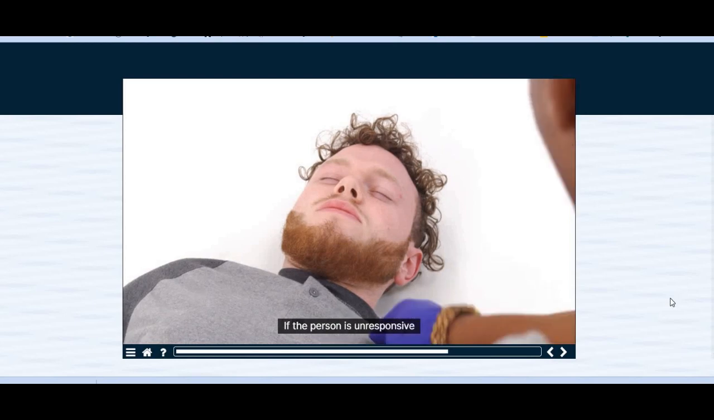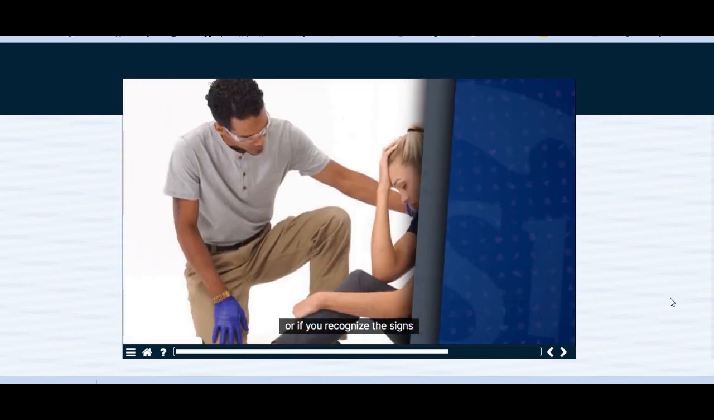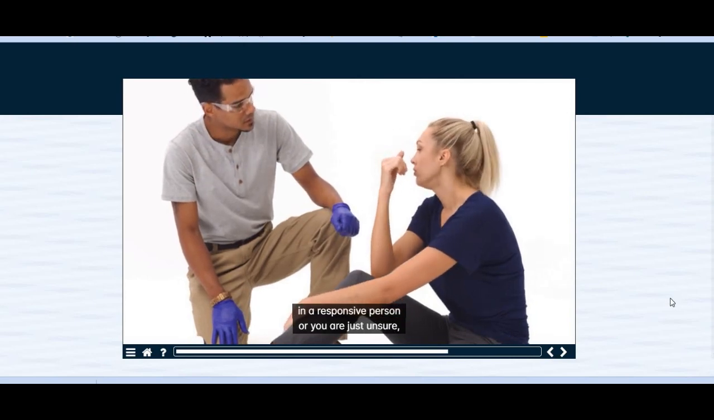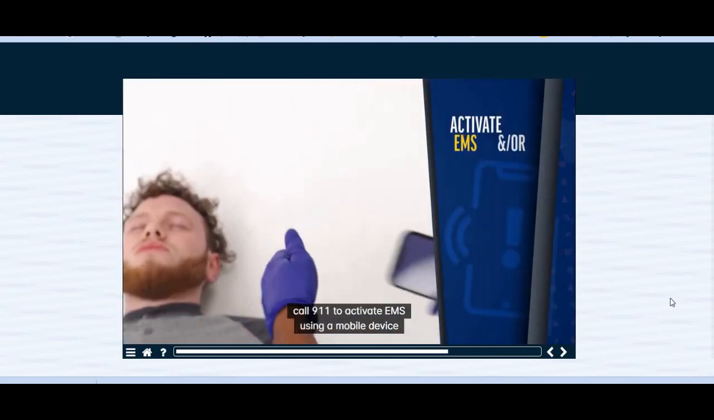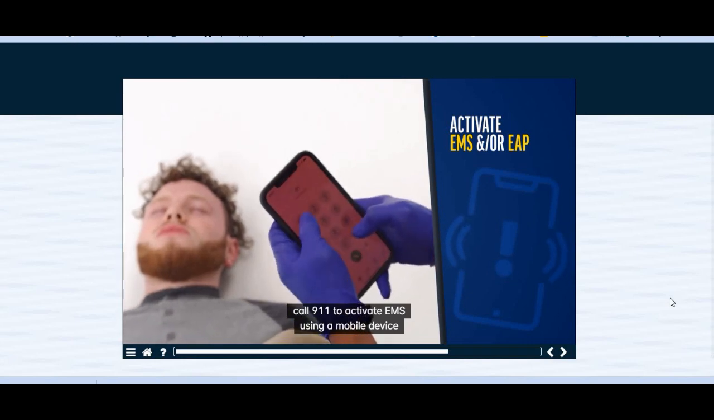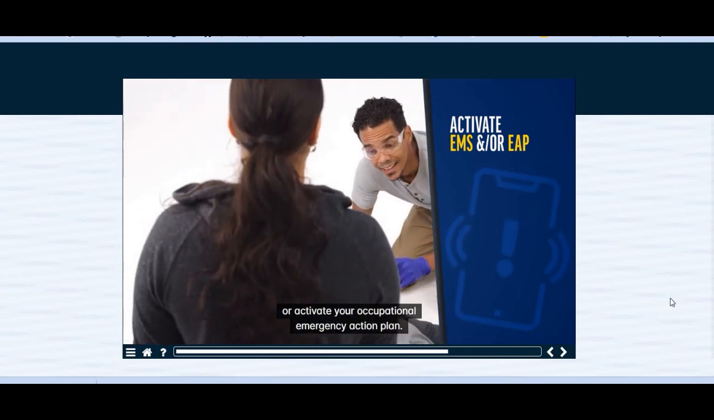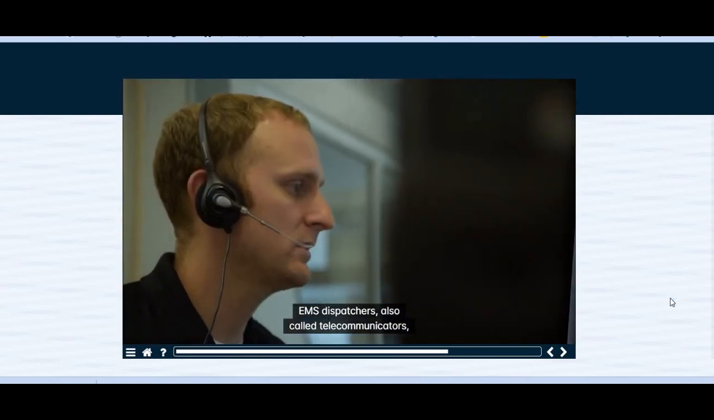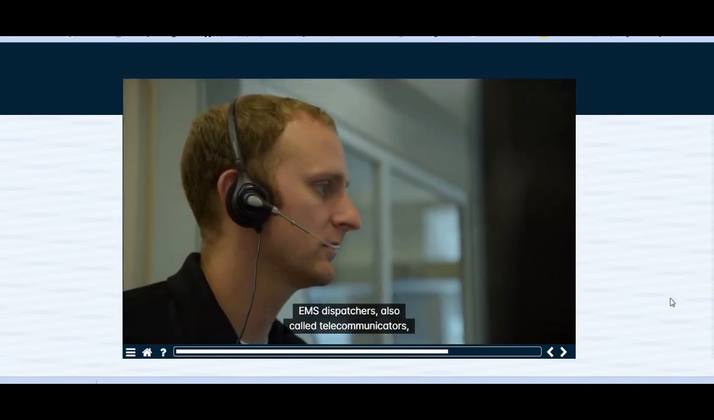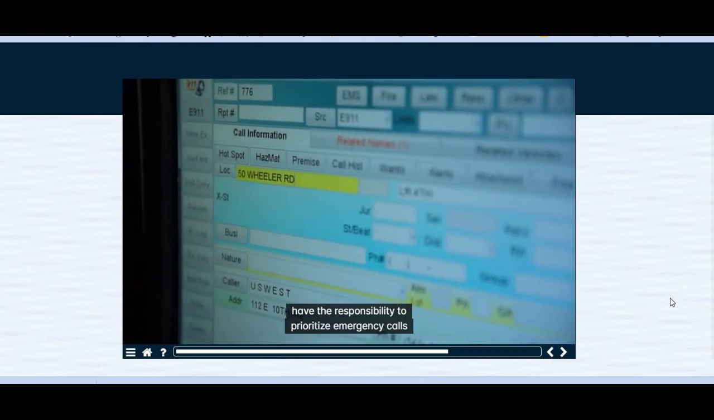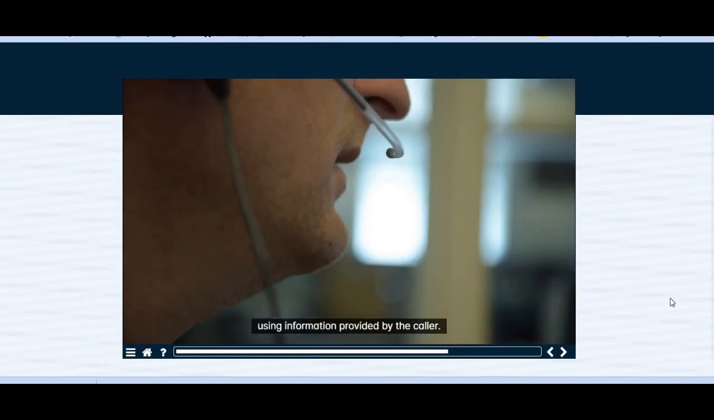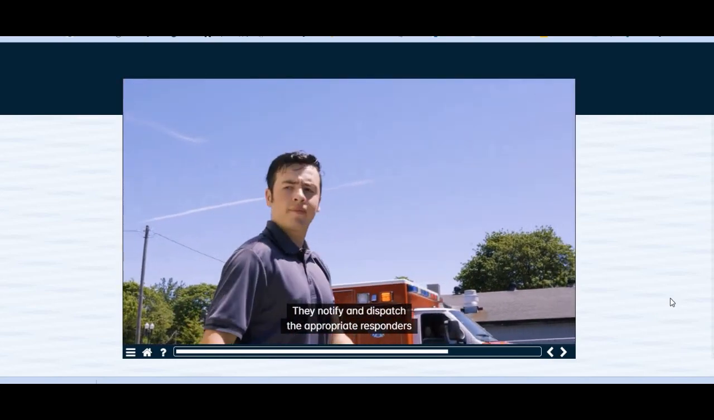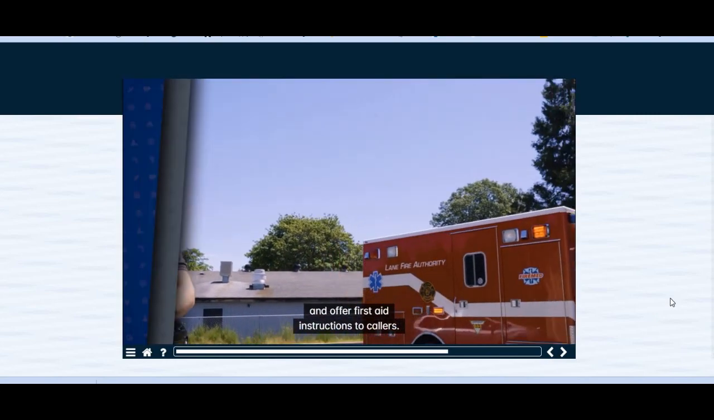If the person is unresponsive, or if you recognize the signs and symptoms of a life-threatening condition in a responsive person, or you are just unsure, call 911 to activate EMS using a mobile device, or activate your occupational emergency action plan. EMS dispatchers, also called telecommunicators, have the responsibility to prioritize emergency calls using information provided by the caller. They notify and dispatch the appropriate responders and offer first aid instructions to callers.